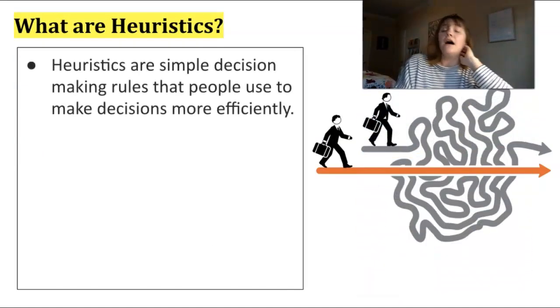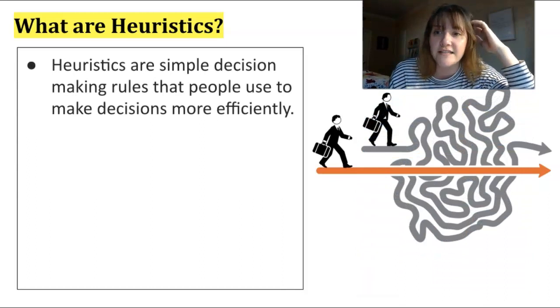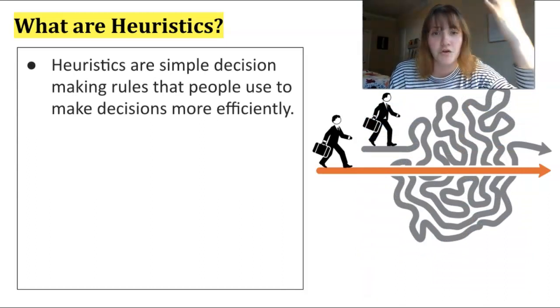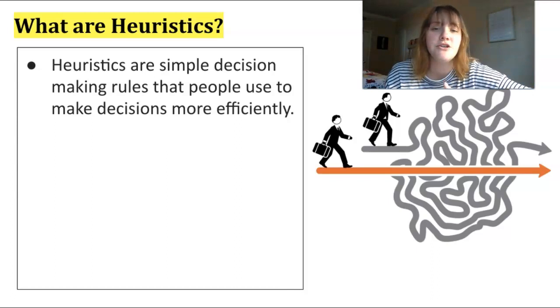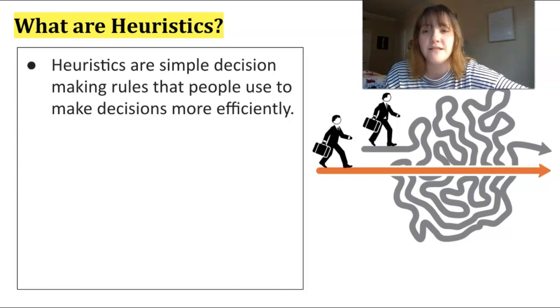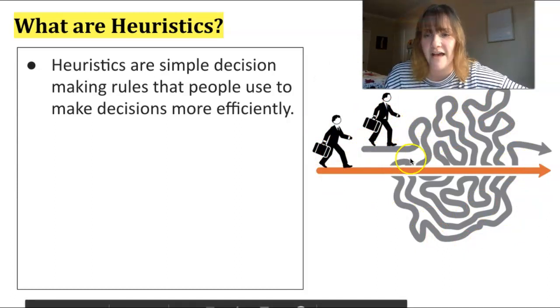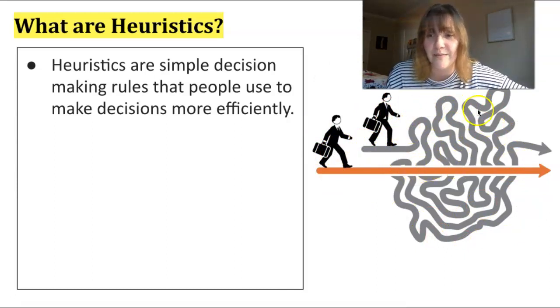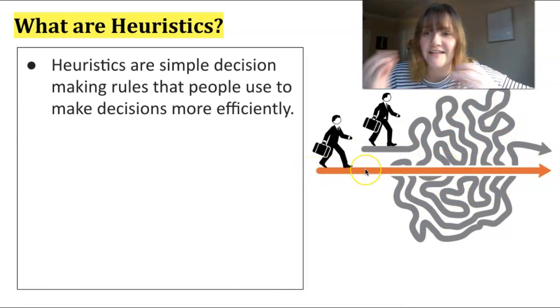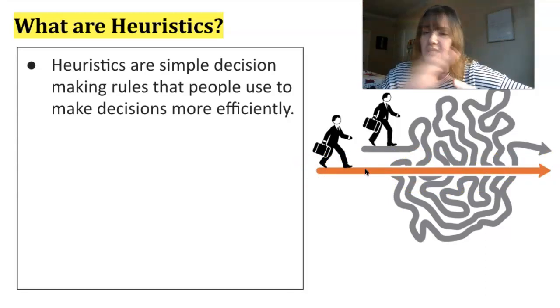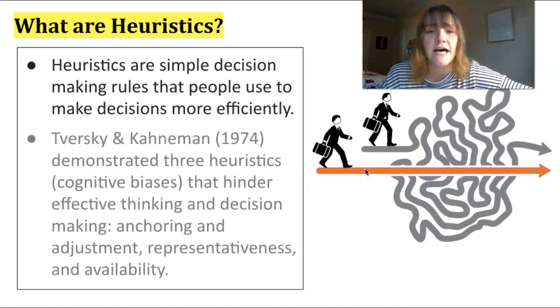Heuristics, you should have already gotten this last class, but in case you didn't, you can write it down. They are simple decision-making rules that people use to make decisions more efficiently. In short, heuristics are basically like a mental shortcut. So I love this picture of a heuristic. This would be like your normal logical, maybe you could think of it as your system 2 brain thinking through some kind of problem. This orange arrow, that is a heuristic. It's a mental shortcut to kind of get you to the end.